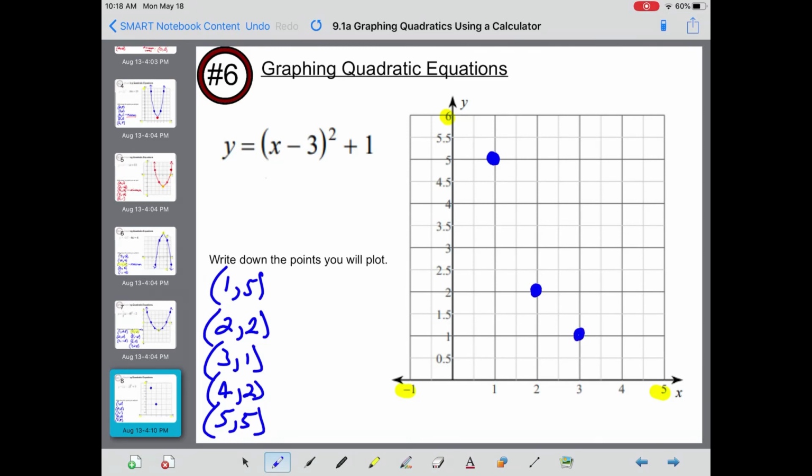So right 1 up 5. Right 2 up 2. Right 3 up 1. Right 4 up 2. Right 5 up 5. Okay, and again, we have a minimum at 3, 1.